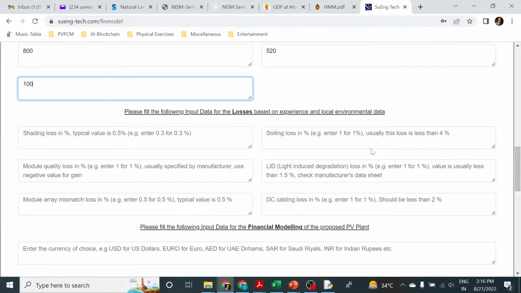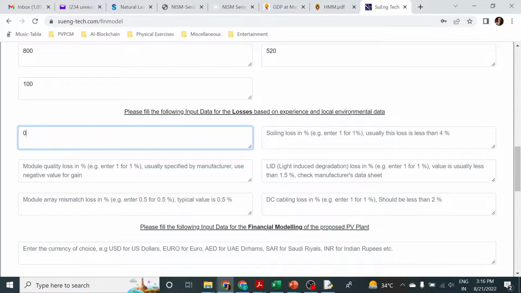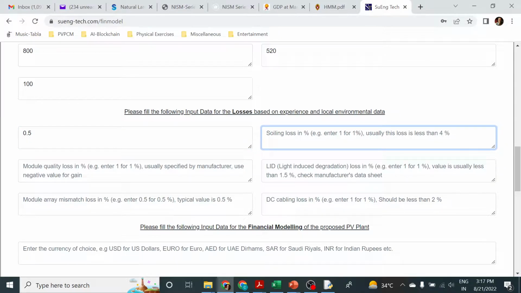Now there are certain losses. So shading loss we can put minus 0.5%. We hope we choose such an area that there is minimum shading, because there are a lot of losses related to shading. If it is not a desert area, soiling losses will be less. So let us put 2%.